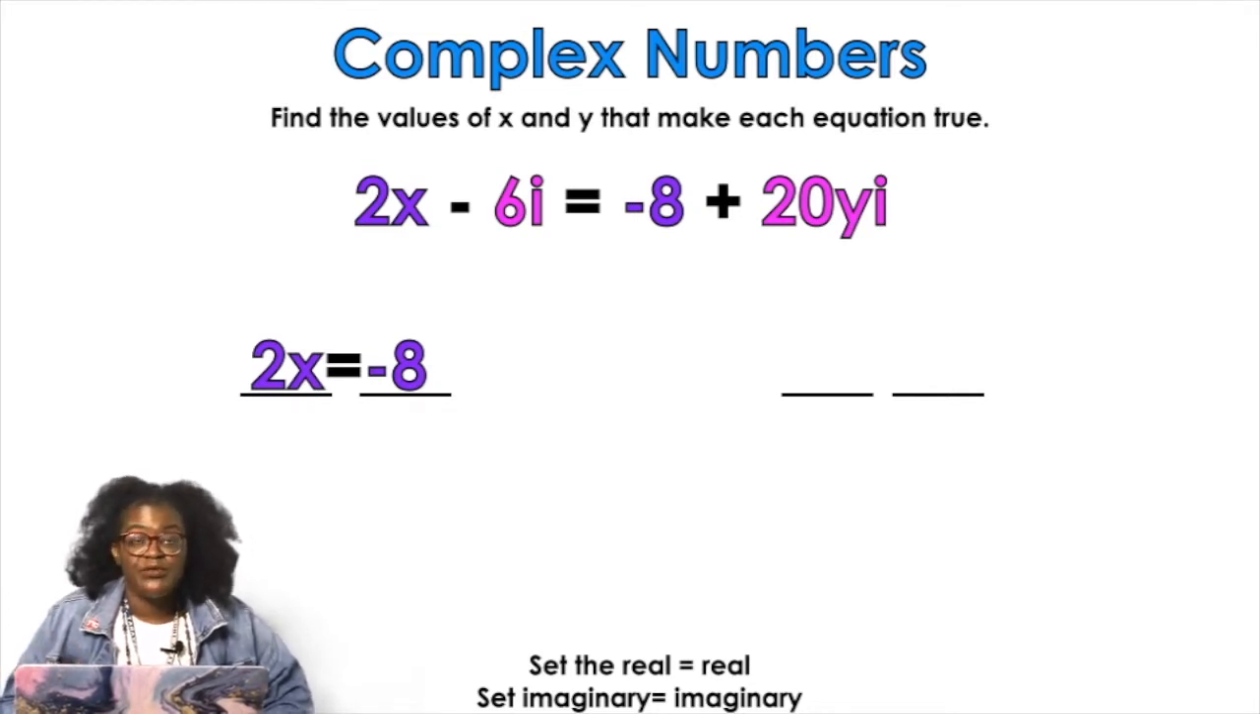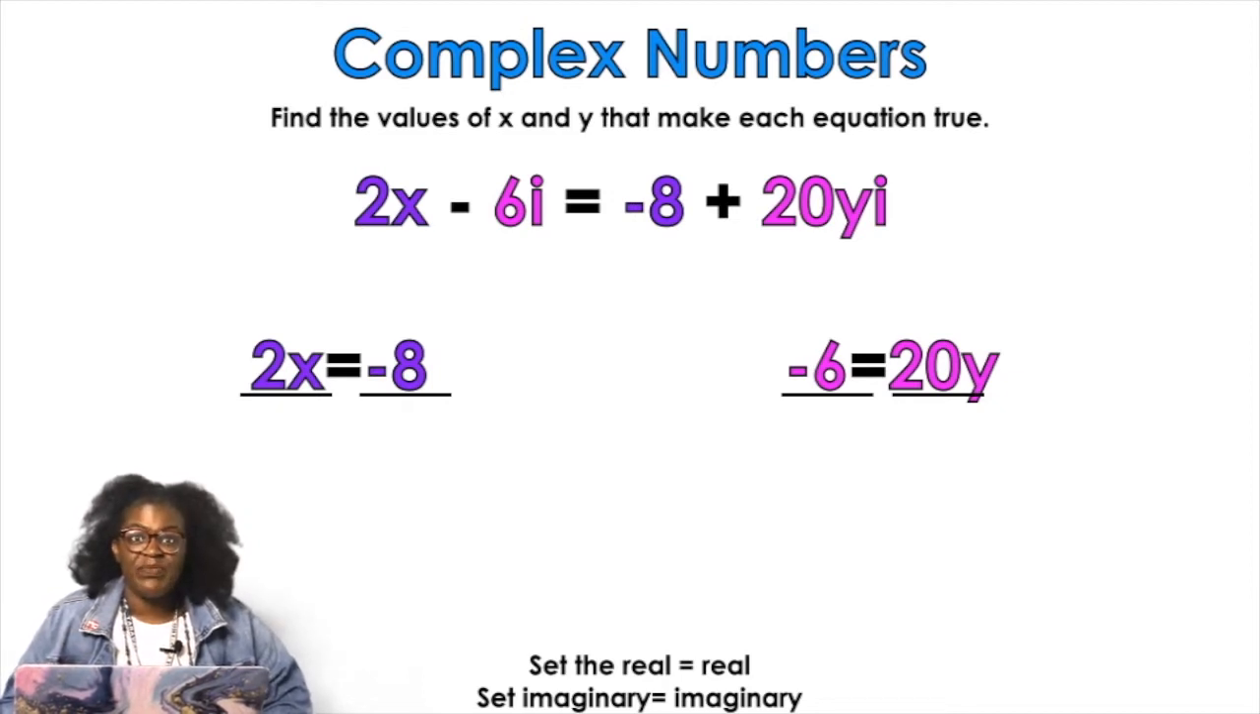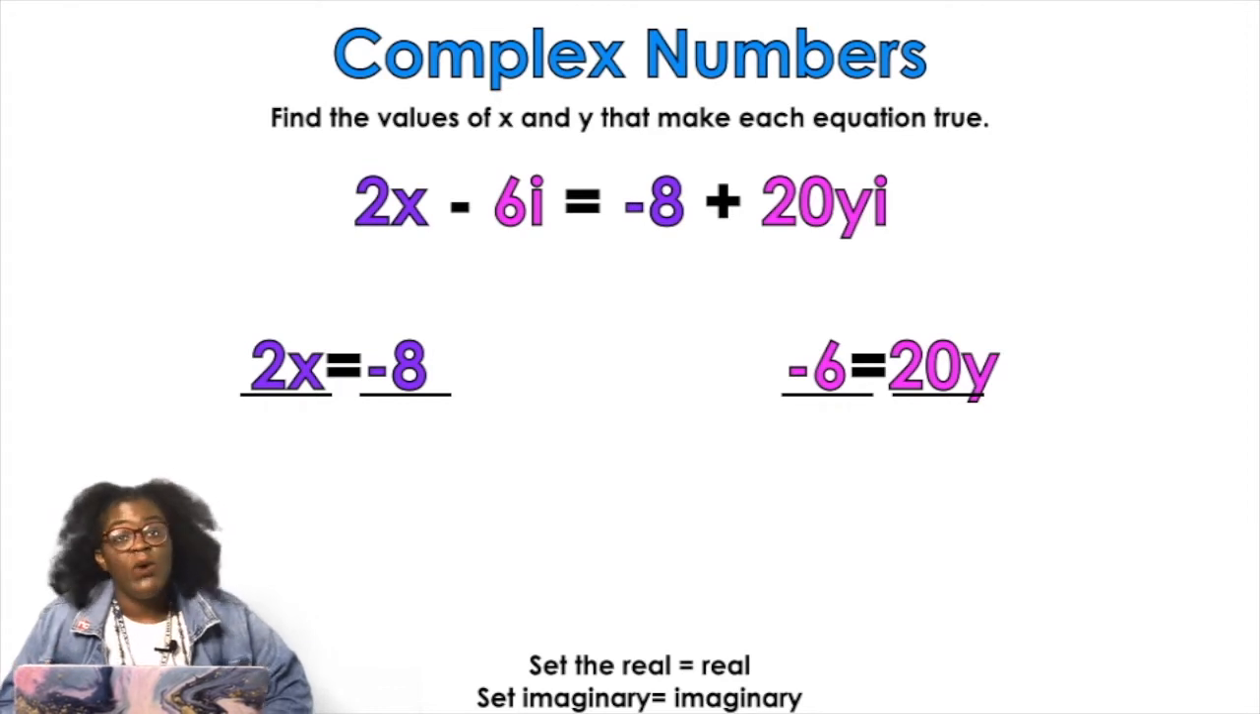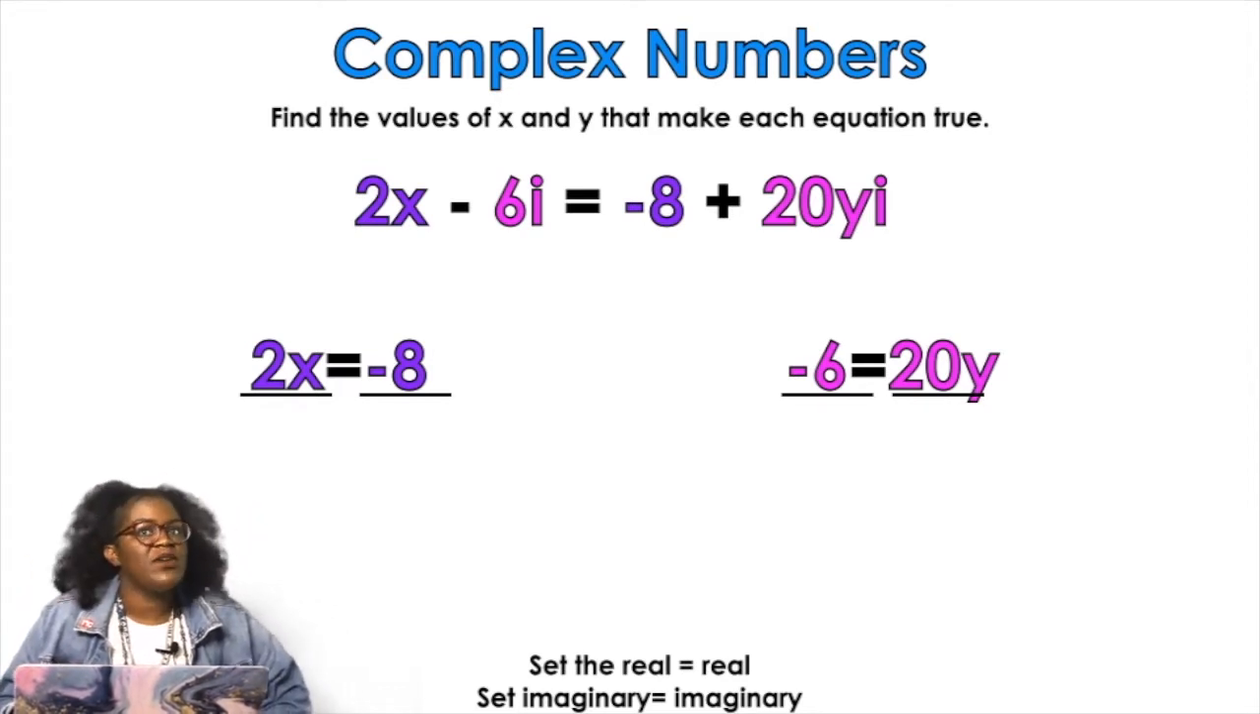So real equal to real, purple equals purple, 2x equals negative 8. Imaginary equals imaginary, so negative 6 equals 20y. Now you're probably asking, where'd the i's go? Well, if I have an i on each side of the equation, they automatically balance each other out. So I don't need to take the i's with me because when I divide, they're going to divide out anyway.